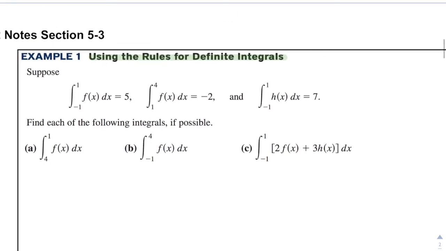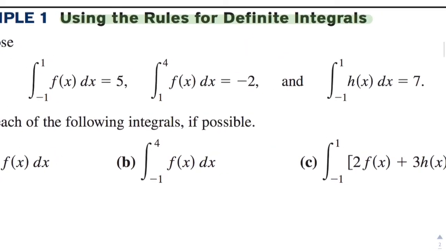So here we have 3 integrals. Each one of these is an area. In the first one, I don't know what my function is. I know where the function exists. It's between -1 and 1. The area here is 5. The area for the second one is -2, and the area for the third one is 7. That's awesome. They've done all the work for us.